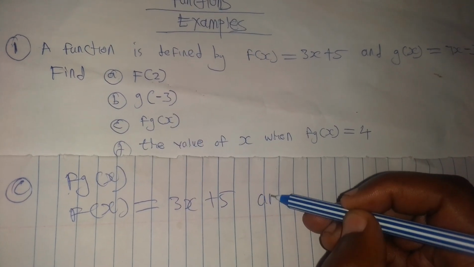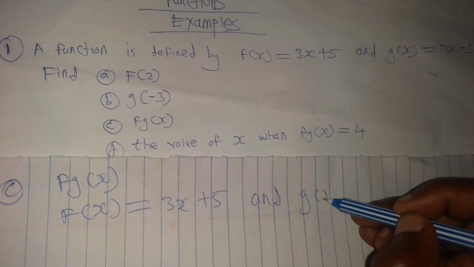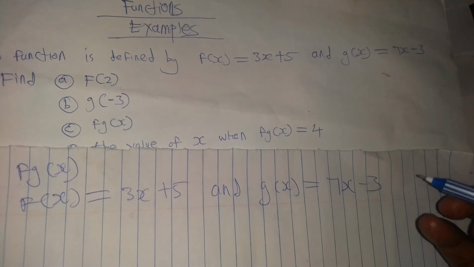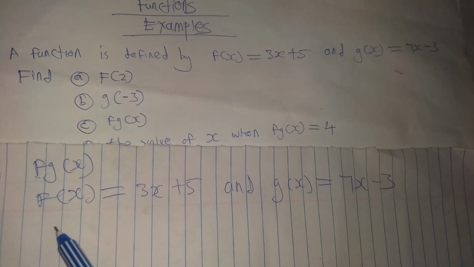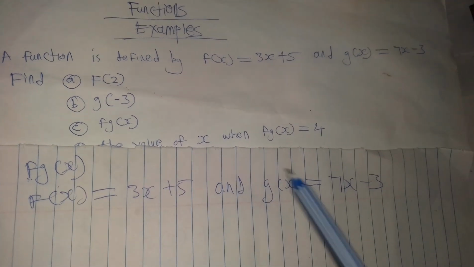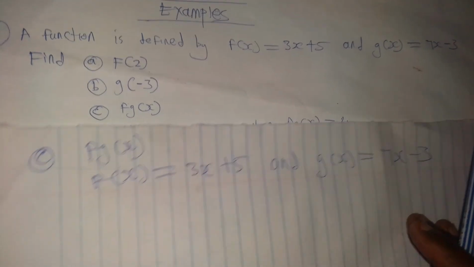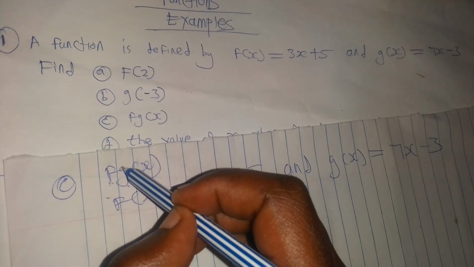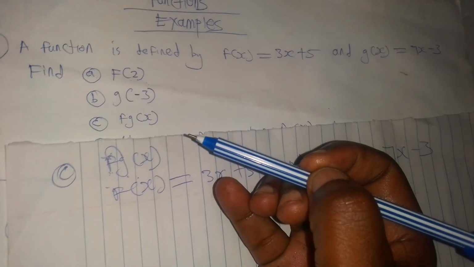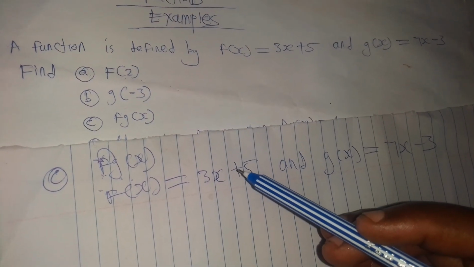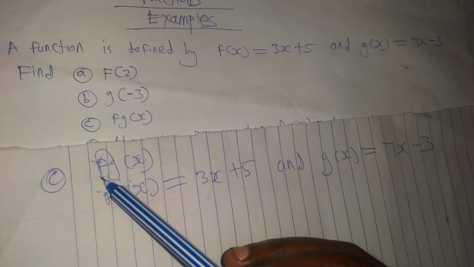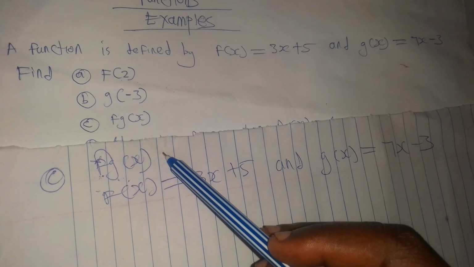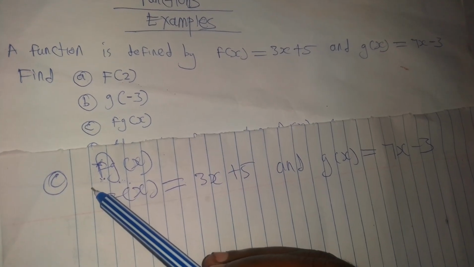And since there are two functions, g of x is 7x minus 3. Here there is f, this is for f of x, and for g, that is for g. Now, when they say fg of x, it means this g is going into f of x. In short, it means where there is x in f of x, you replace with g of x. So this g is going into that function.